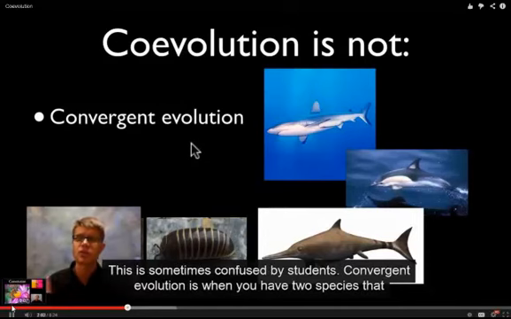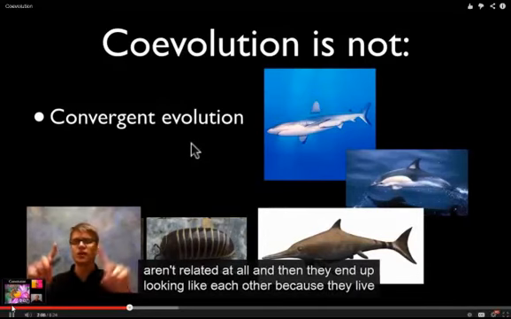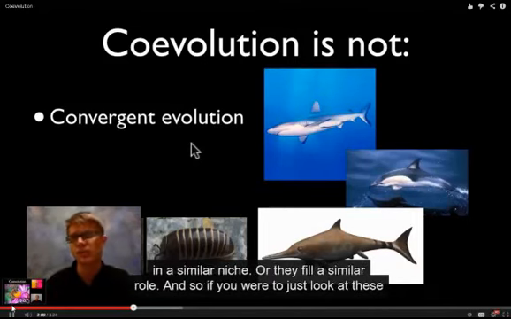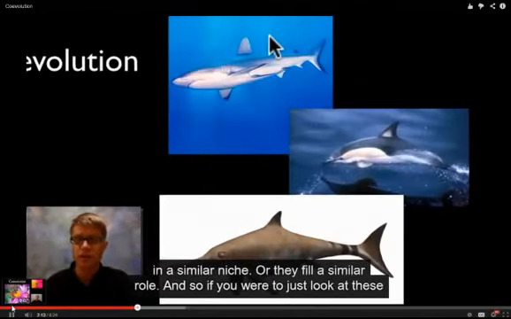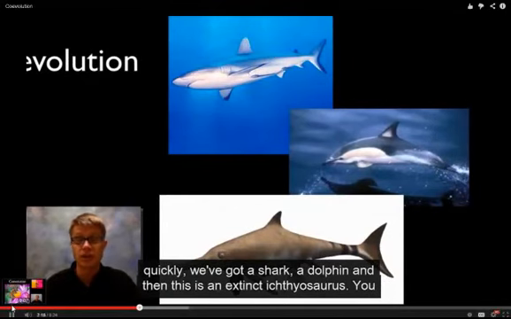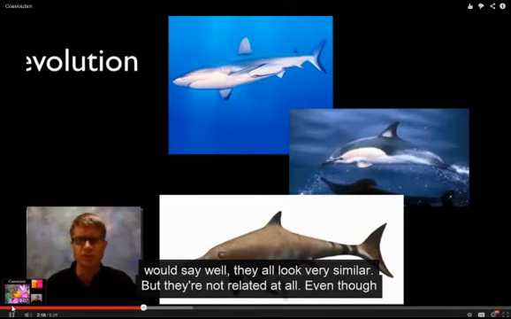Convergent evolution is when you have two species that aren't related at all, and then they end up looking like each other because they live in a similar niche or they fill a similar role. If you were to just look at these quickly, we've got a shark, a dolphin, and this is an extinct ichthyosaurus, you would say, well, they all look very similar, but they're not related at all.